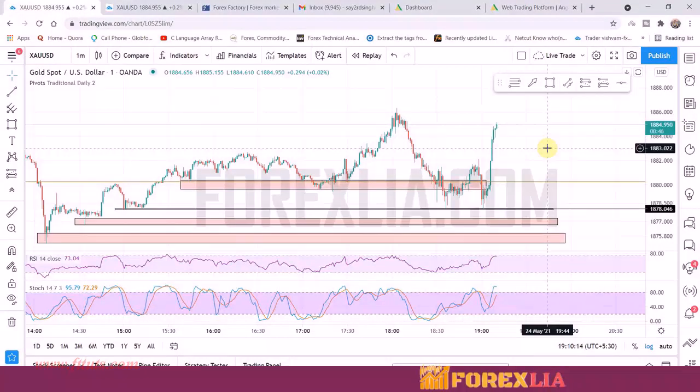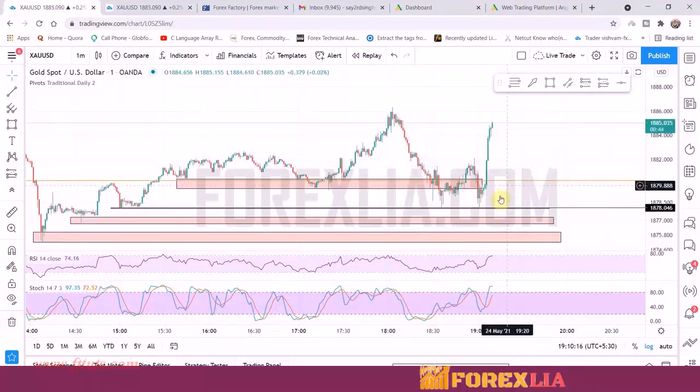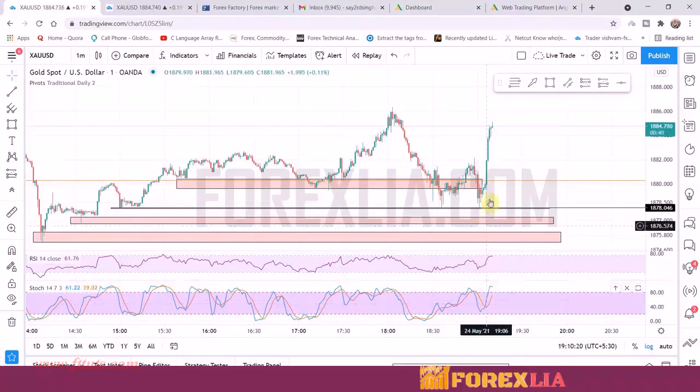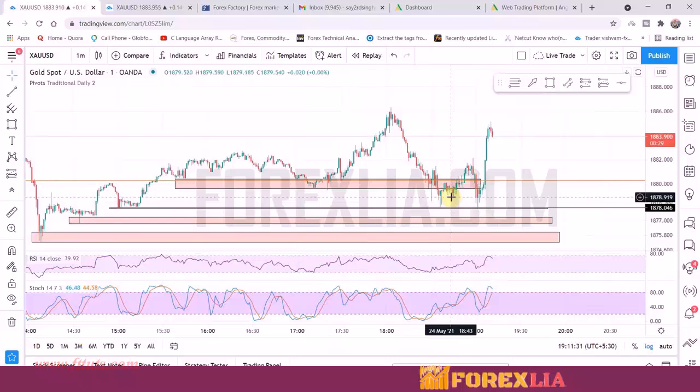I will stop recording until another setup is made. As soon as another setup is made, I will play the video. If any other setup is made on this chart, then I will tell you that too. Then I will meet you in the next video.